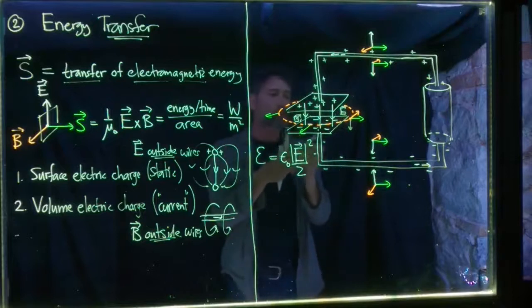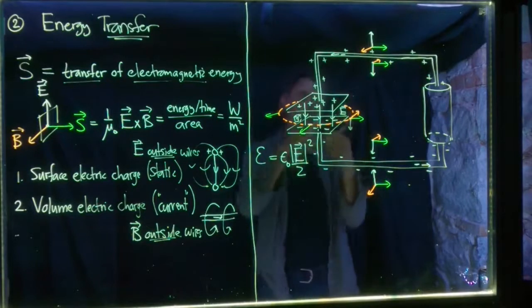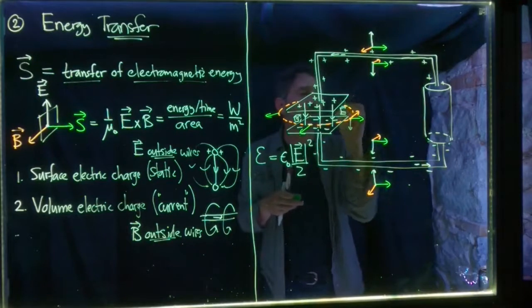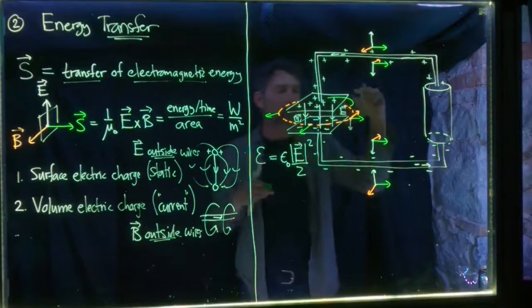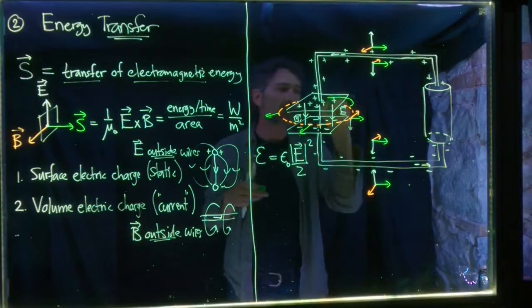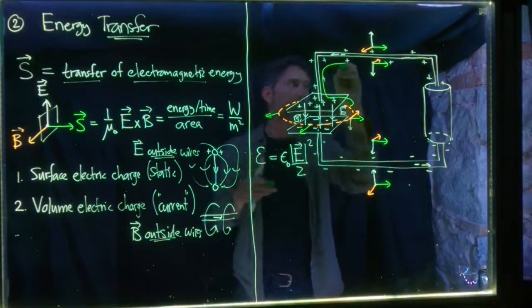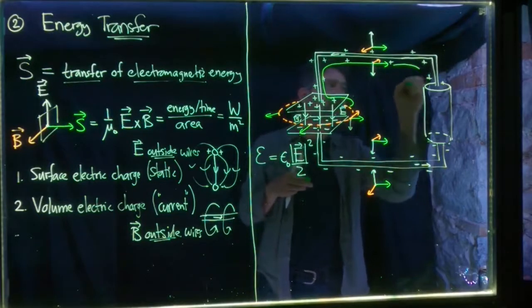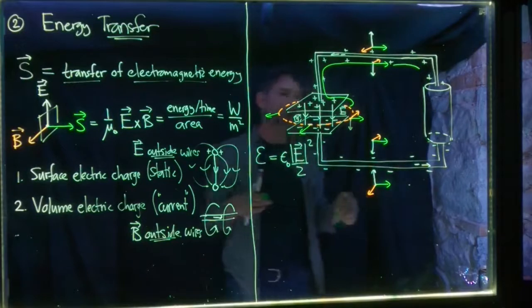Okay, and then if you work out E cross B everywhere and so on, you'll discover that near the top here, the electromagnetic energy flows out, and then it flows over the top of the battery, and then it flows along the bottom of this wire like this, and it ends up basically coming to that resistor.